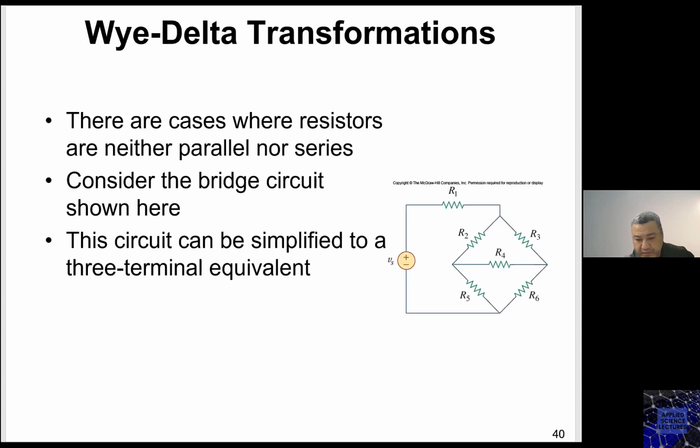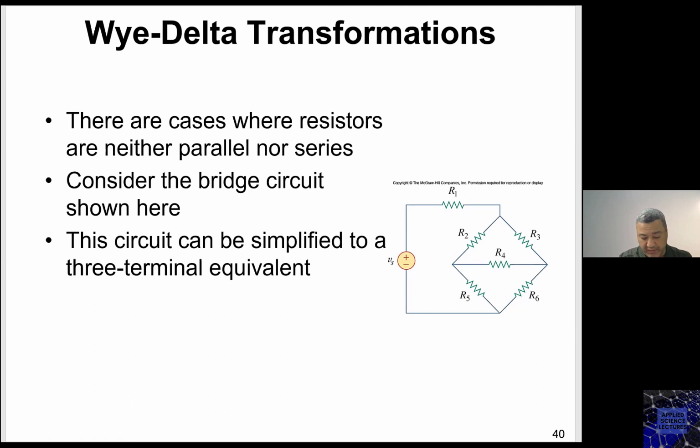Now let's move on to the transformation. All we have done so far was simplifying some circuits that are made of series and parallel resistors. We had resistors that are connected in parallel and series, but what would we do with circuits that have resistors that are neither connected in parallel nor in series? In this case, this is an example.